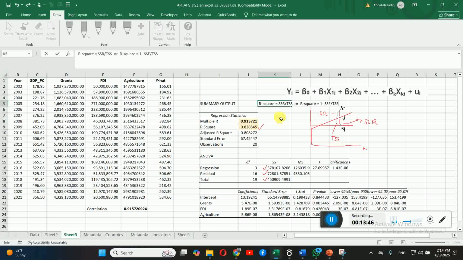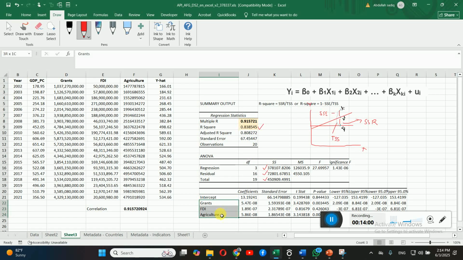So dear students, what is the interpretation of the coefficient of determination, which is R square? You can say 83% of the changes in y are explained by these three independent variables combined.